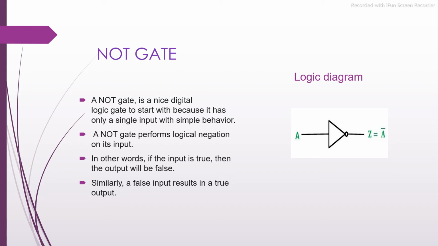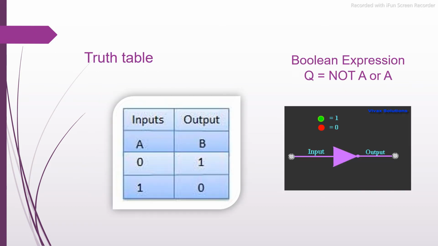NOT gate. A NOT gate performs a logical negation on its input. In other words, if the input is true, then the output will be false. The logic diagram of a NOT gate is placed here. The truth table of a NOT gate has only one input and one output. When the input is 0, the output will be 1. When the input is 1, the output will be 0. As I said earlier, I attached a Boolean expression and animation file for the NOT gate.